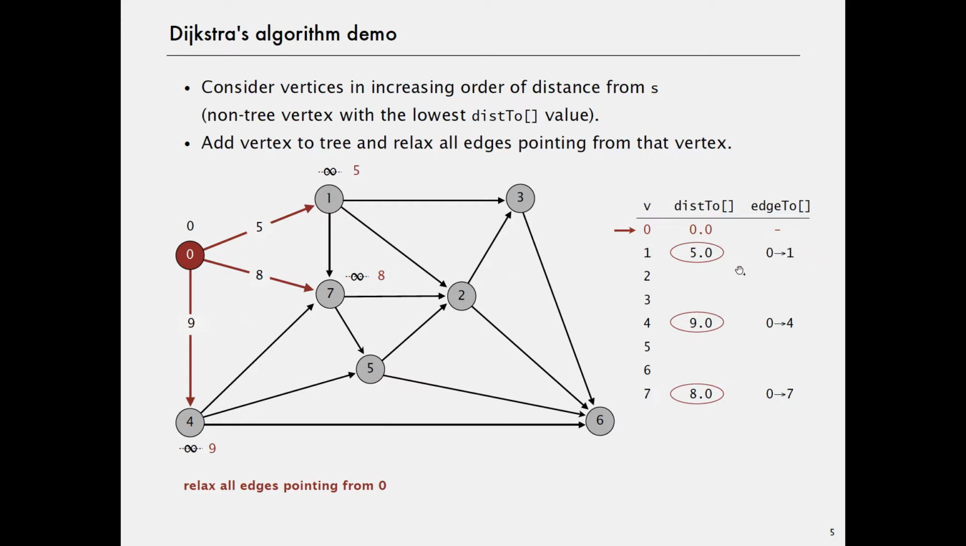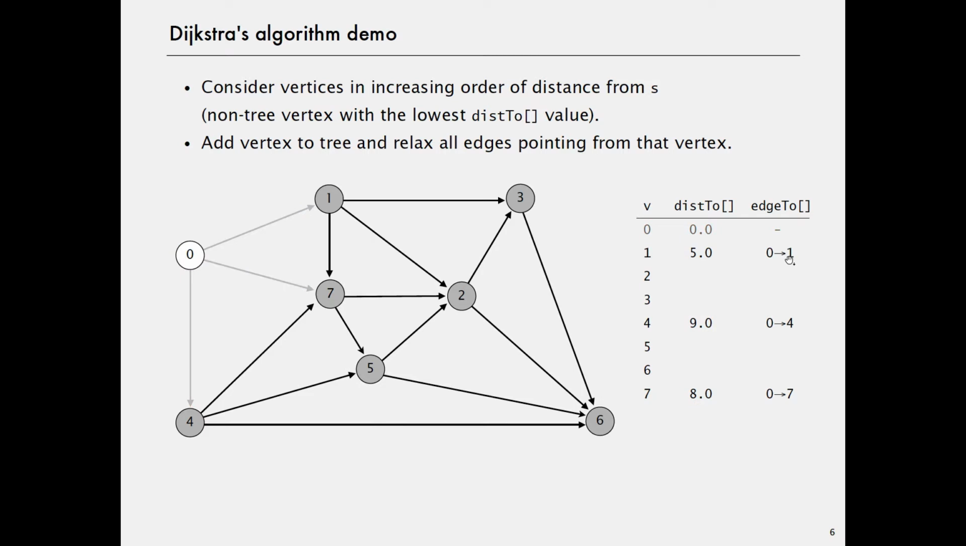And we store in this edge2 value. Here in this implementation, it's the edge that was used to come from vertex 0 to vertex 1 with the distance 5. Okay. Now, node 1 is done.